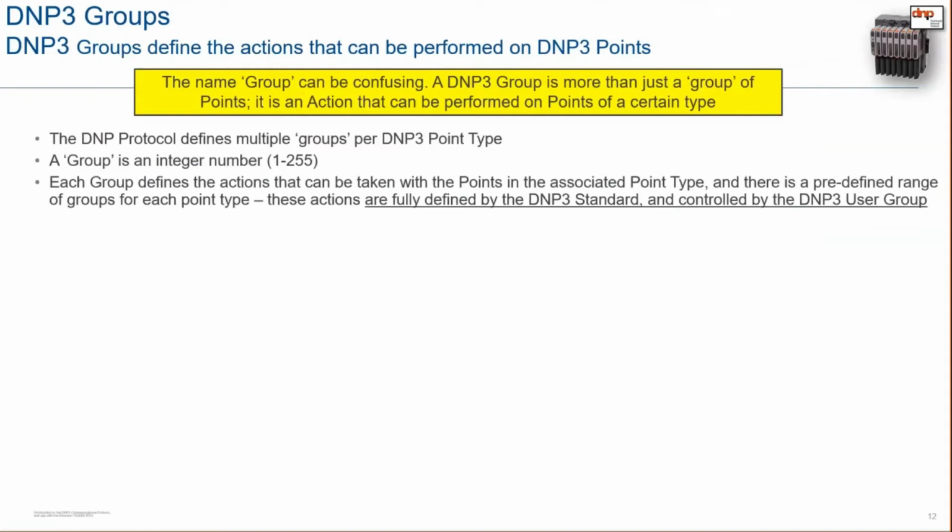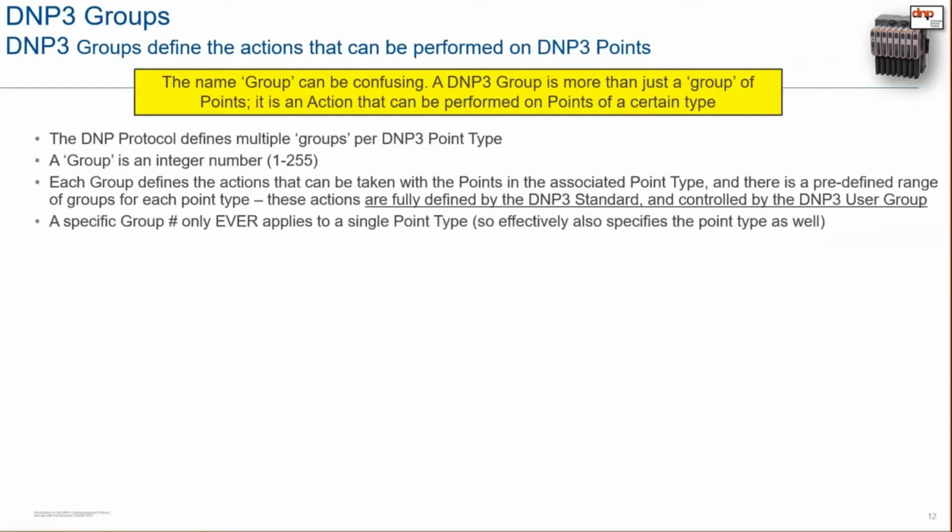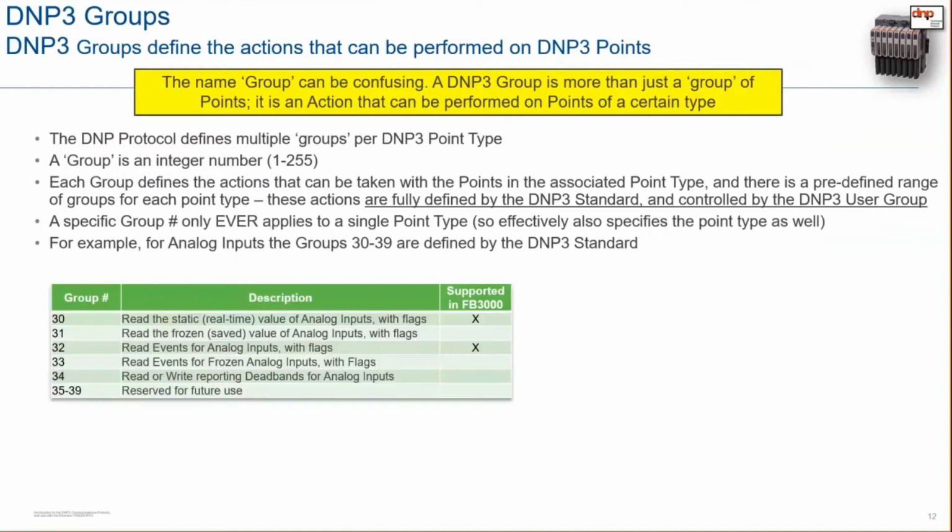This gives a great deal of interoperability or compatibility between devices because you know what a device is going to do when you use one of these groups. And it's very important to realize that a group number, for example, 50, only ever applies to a single point type. So it effectively specifies a point type as well. As a simple example, analog inputs are defined in the standard as having groups 30 to 39. In fact, here they're listed. So we've got groups 30 through 39.